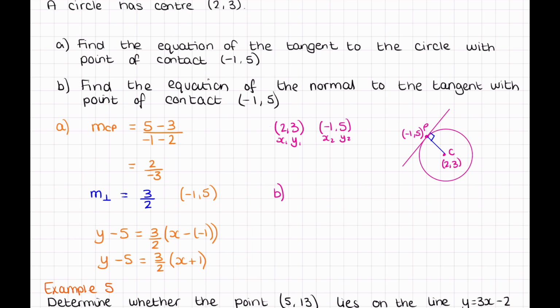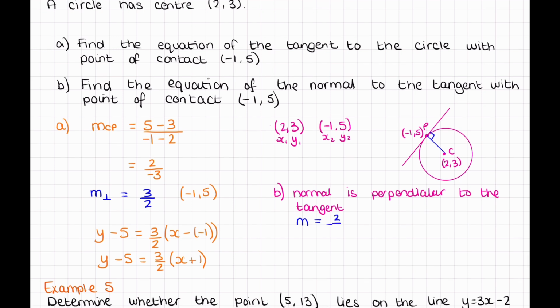Now part B wants us to find the equation of the normal to the tangent. Now if you don't know, the normal is the line perpendicular to the tangent, which means in our little diagram we've got here, that would be actually the blue line we drew, the original line between C and P. That is our normal to the tangent because it's a line at a right angle to the tangent line, which is the pink line, which means we already have our gradient because we found that before at the start of part A, which was negative 2/3.